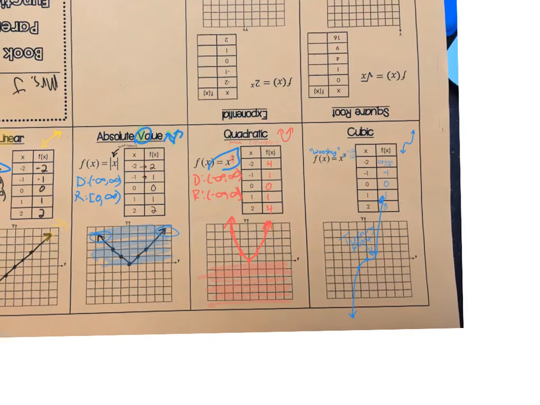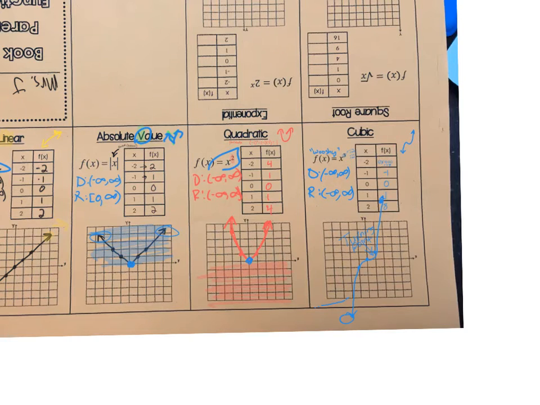Both the quadratic and the absolute value also had a turning point. So this is going domain-wise from negative infinity to positive infinity. It's going to take a really long time to get all the way out there, but it's going to get there. And range-wise, it's a little more obvious. It's going to go down forever and up forever.